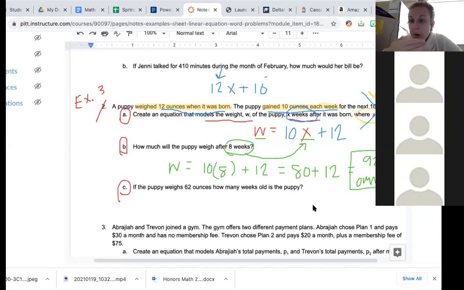Are you guys okay with part B? Yes. Okay, so let's move on to part C. If the puppy weighs 62 ounces, how many weeks old is he? What did I give you in this one? The ounces. Which is the what, Gwyneth? Is that the weeks or the weight? The weight. So this time I gave you the W. So I gave you 62 equals, and it wants to know the weeks. So we've got to find X.